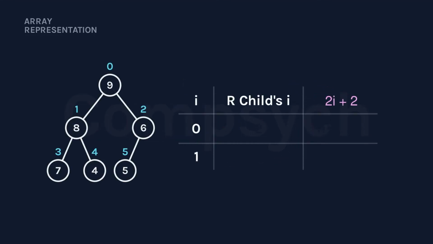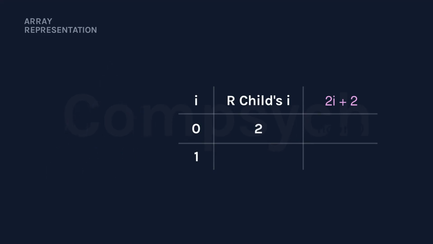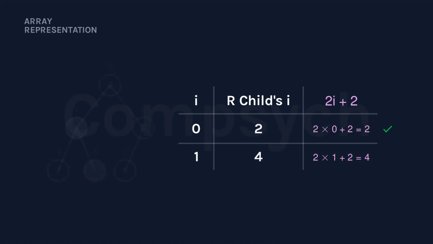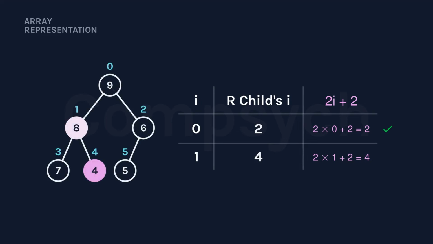For node 0, the right child should be node 2. This is the correct answer. Now, let's hide the heap and see if our formula works. Put I equals 0 in the formula. We got 2, which is correct. For node 1, the right child should be node 4. Now, put I equals 1 in the formula. We got 4, which is correct. Okay, now given any I, we'll be able to know who is the right child without any join.